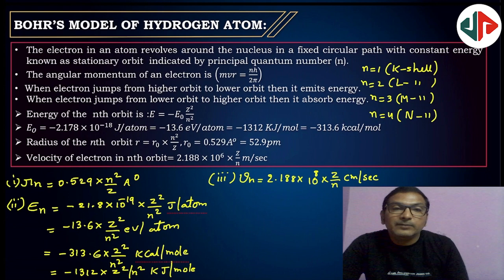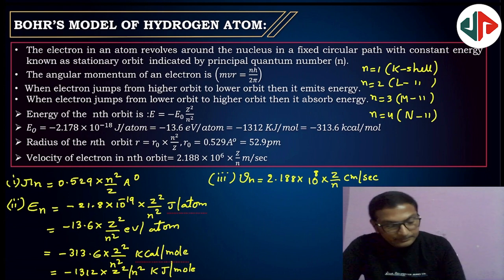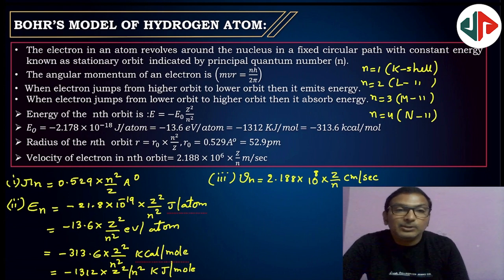So these values are very important. Radius of nth orbit is 0.529 into n square by Z. Energy of electron in nth orbit, or energy of nth orbit, is minus 21.8 into 10 power minus 19 into Z square by n square joules per atom, minus 13.6 into Z square by n square electron volts per atom, minus 313.6 into Z square by n square kilocalories per mole, and minus 1312 into Z square by n square kilojoules per mole.